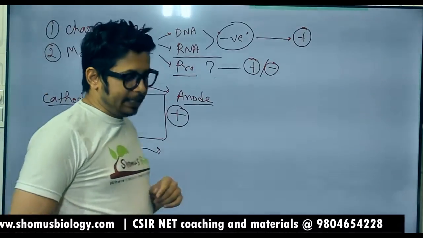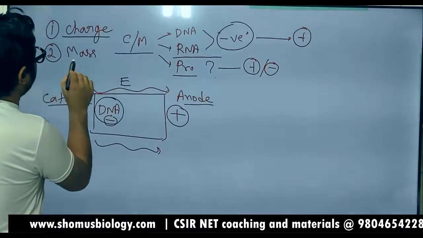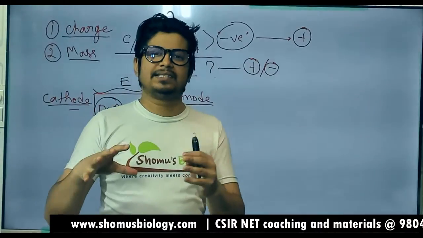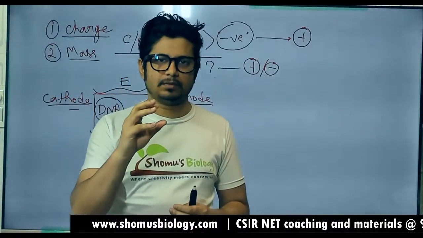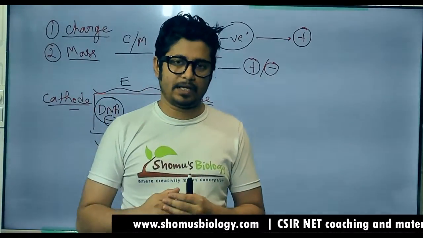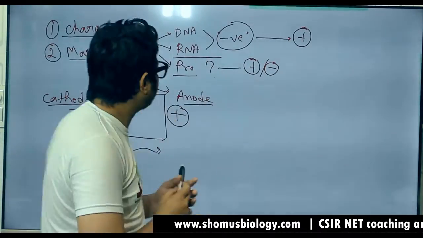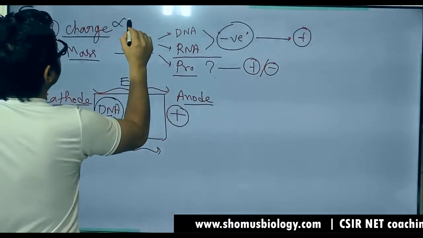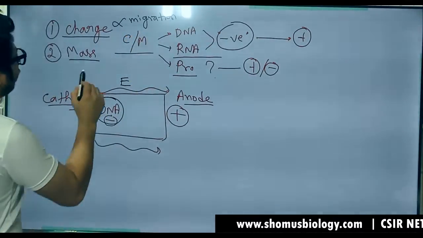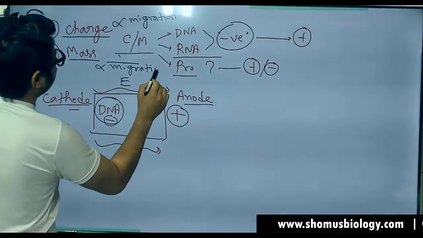It will migrate. Now this migration depends on two factors: the net charge of that molecule and the mass of that molecule. How are they related? In very simple words, if the mass is less, meaning smaller molecules, they will migrate further. If the mass is bigger, they will migrate slower. Now what about the charge? If a molecule carries more charge, it migrates further. So charge and migration are directly proportional, and mass and migration are inversely proportional.